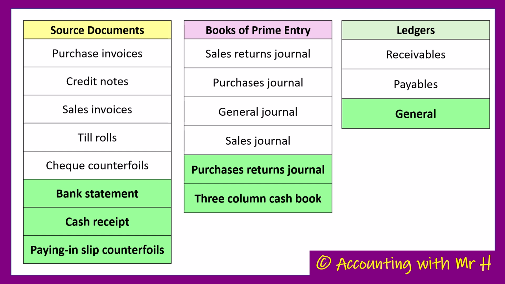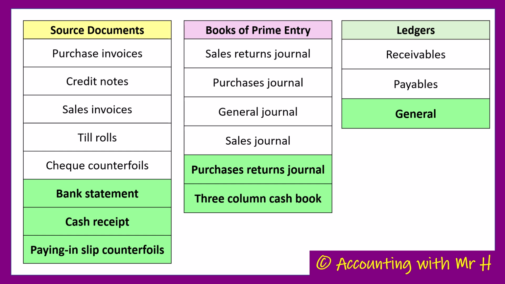Remember the source documents. The key information from the source documents is transferred into one of the books of prime entry, of which there are 6. Some of them are in pairs. So you've got the sales returns journal and then the purchases returns journal, also called the returns inwards and returns outwards journals. You've got the sales journal and the purchases journal, where there are records kept of credit sales and credit purchases. You've got the general journal, which we've already spoken about, and that's where things that don't fit elsewhere are recorded, such as the purchase of a non-current asset on credit.